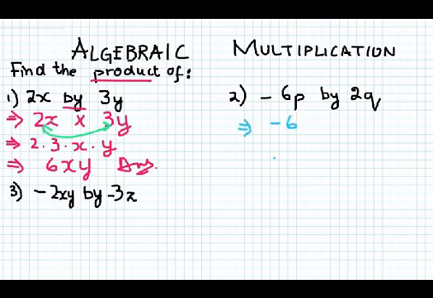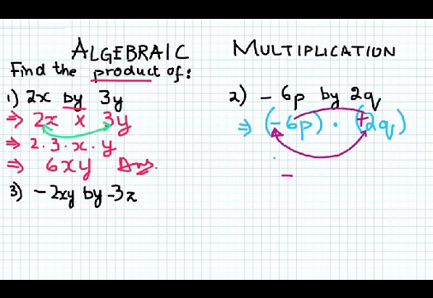Okay, now let's solve this one. So we have minus 6p multiplied with 2q. Okay, here we don't have any sign, so we have plus sign. Remember, in algebra terms are directed, so they are having some sign, either plus or minus. Okay, so plus into minus, if you multiply plus into minus is minus. Okay, 6 into 2 is 12. P, we just have one p, so pq.